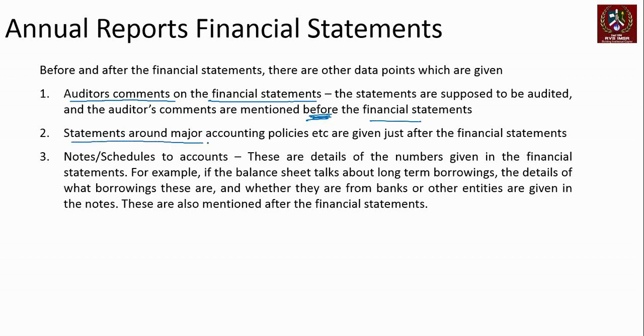Then statements around major accounting policies. How do you calculate revenue? When do you calculate revenue? How do you calculate depreciation? What are the policies around that? How do you look at inventories? All these policies are given just after the financial statements. So if you want to understand how exactly a company calculated its revenue, you can find this out here.